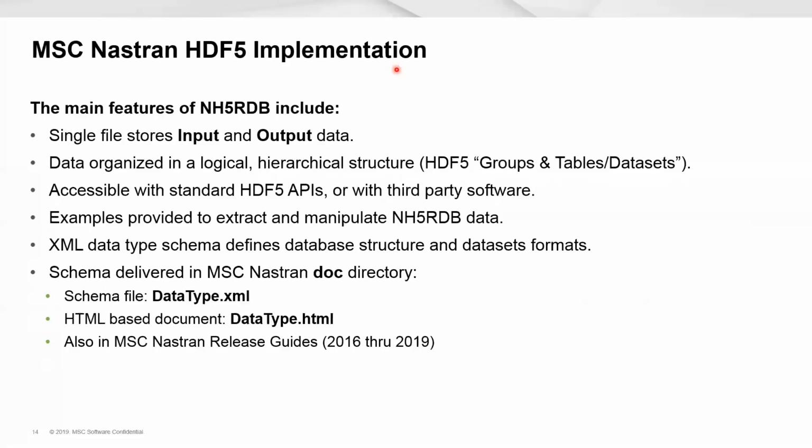And the schema is delivered. And I've mentioned here it's in the doc directory. It's also in the release guide directory. So we deliver the current version plus all the previous versions. So if you have Nastran 2019 installed and for some reason you need to see the 2017 schema, that's also delivered in an older folder that keeps that documented. And if you want to find them, basically just go to your Nastran 2019 and search for data type XML or data type HTML and you'll find it. But I've got the directories there just in case.